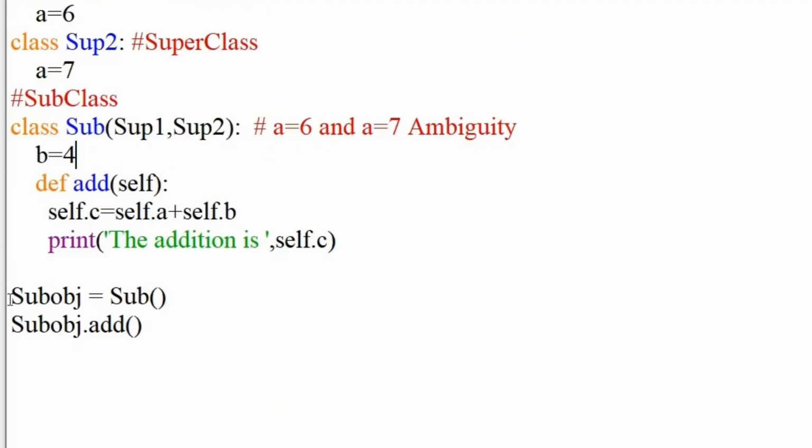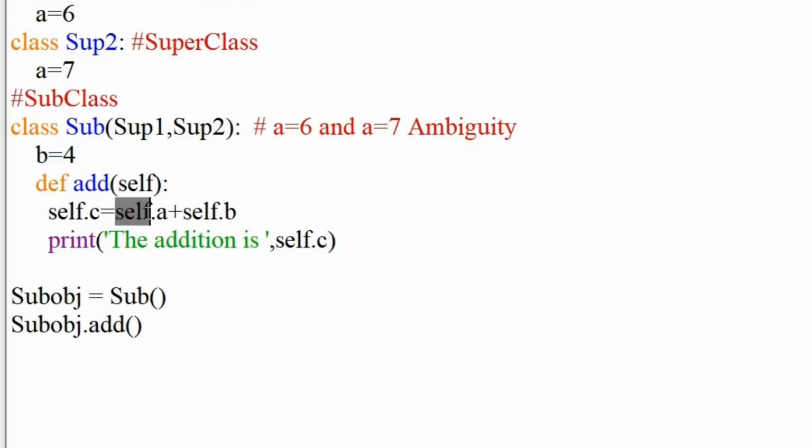For the subclass, we are creating an object. By using this object, we are calling the add method. So what will happen? The control will be transferred to this point. C is a local attribute that belongs to the add method. B contains the value 4.